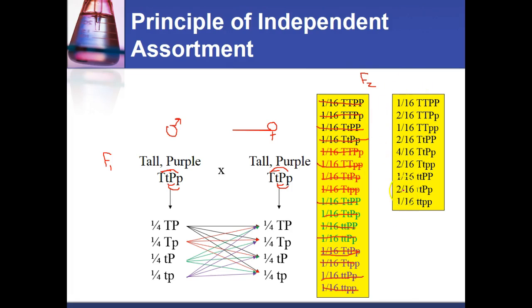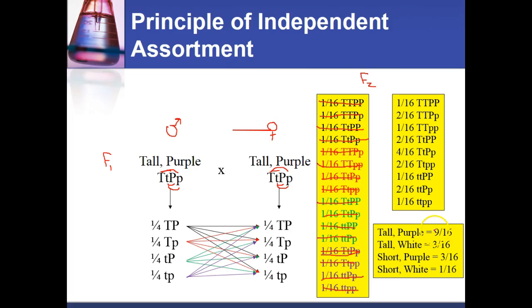If we consolidate these and come up with our phenotypic ratio, because again, this is the genotypic ratio, the phenotypic ratio is going to be 9/16 tall purple, because again, tall and purple are our 2 dominant traits. And so these are going to be tall purple, tall purple, tall purple, tall purple, and so that would come up with 4 plus 2 makes 6, 7, 8, 9. 9/16 are going to be tall purple.